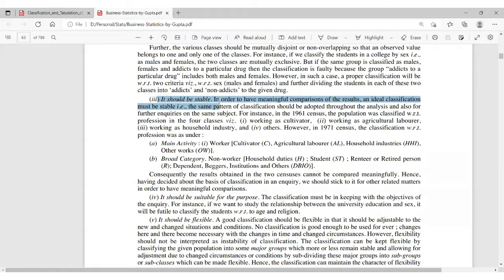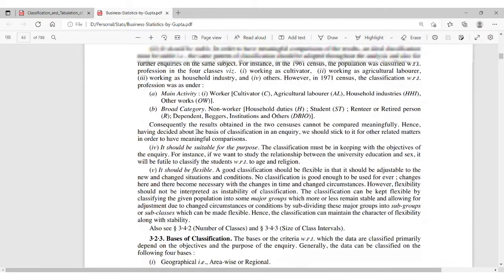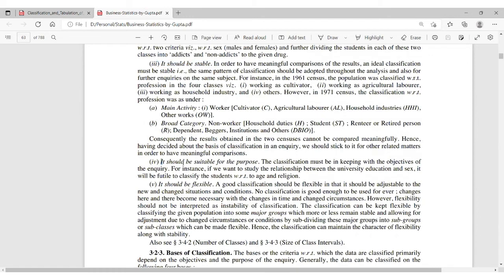It should be stable, right? In order to make a meaningful comparison of the results, the ideal classification must be stable. Then it should be suitable for the purpose, right? That means if we classify, we have some purpose to solve.